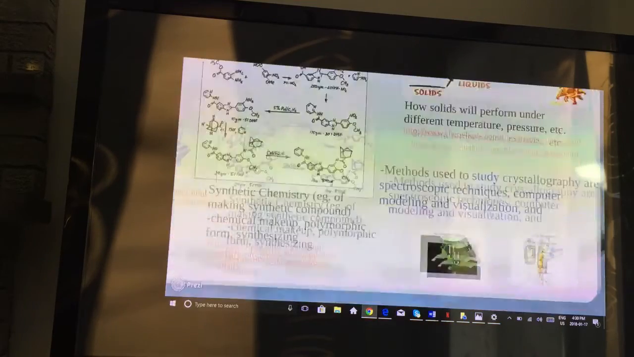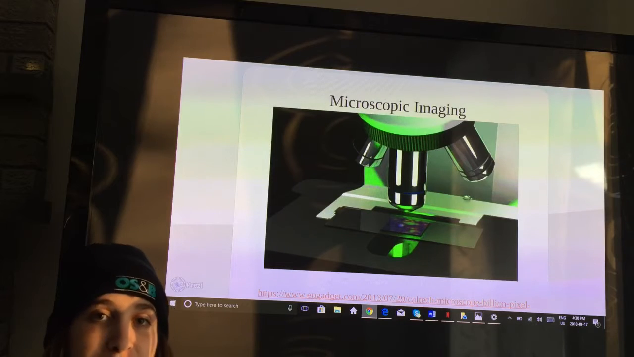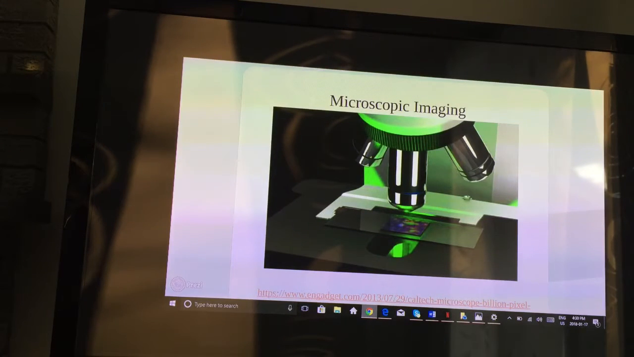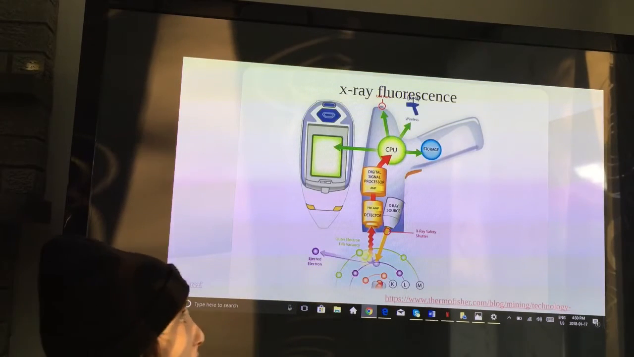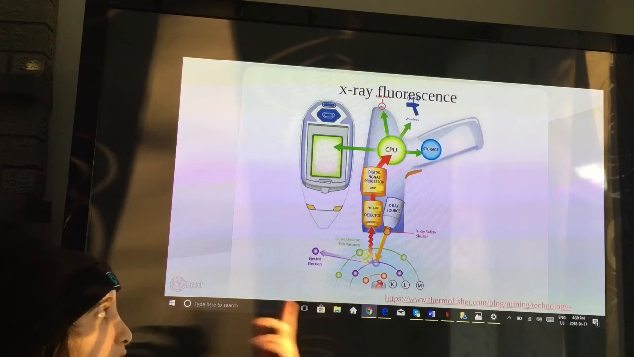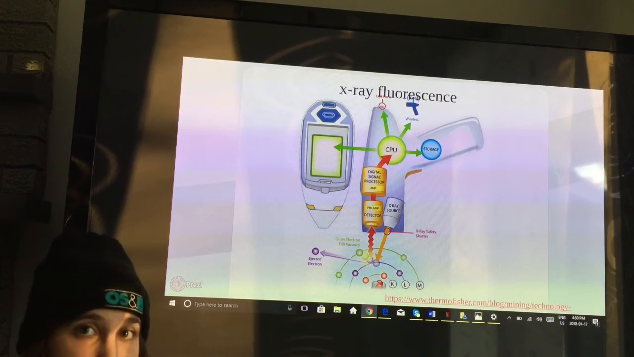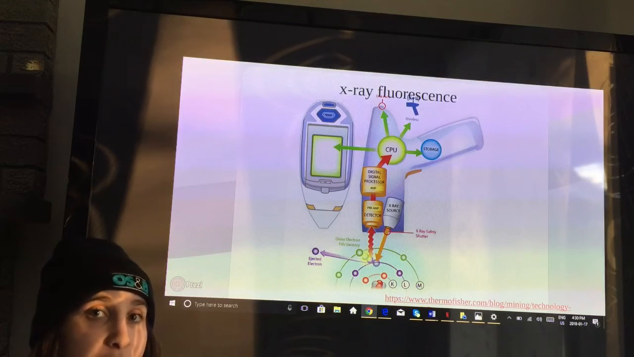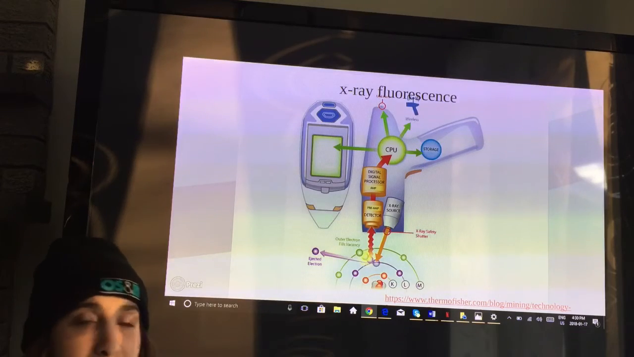So this is an example of using microscopic imaging to see the atomic structure of a crystal, and then this is an example of X-ray fluorescence, which is how they see the atomic structure, because they bounce beams off the atoms inside of a crystal, and it will diffract the beams, which will give an idea of where the atoms are once they deflect off an atom. This means there's not empty space there.